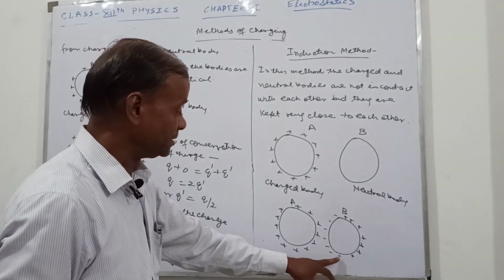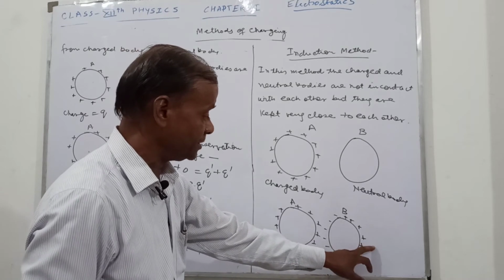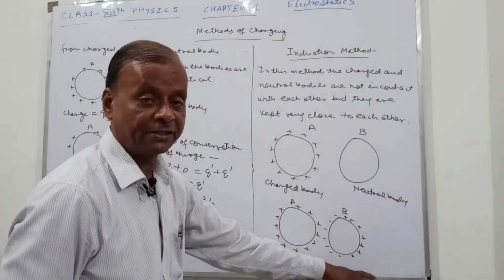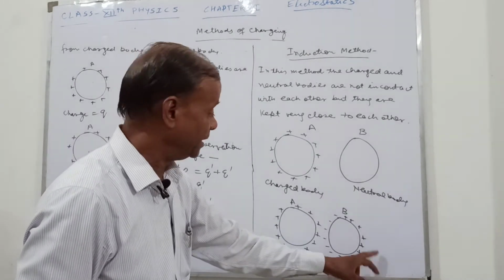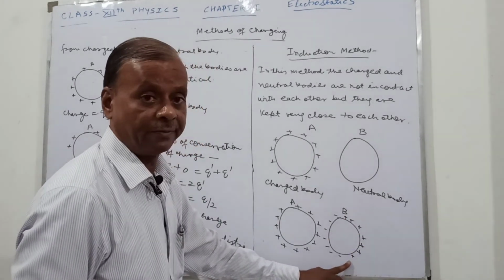So what happens if suppose this surface is brought in contact with the earth, then this positive charge will flow to the earth and this surface will be negatively charged.